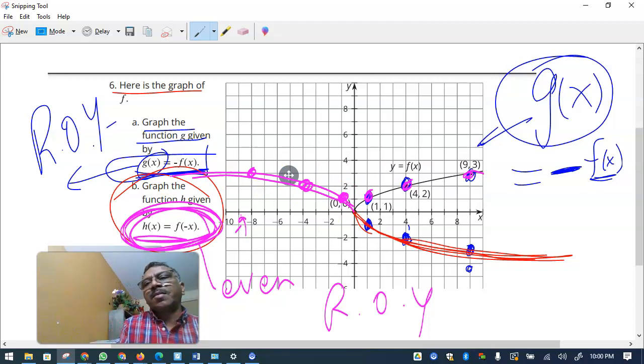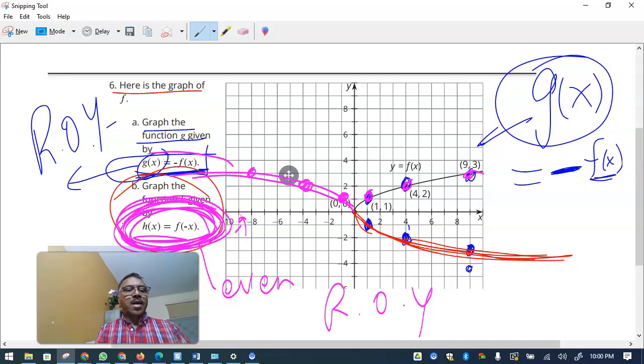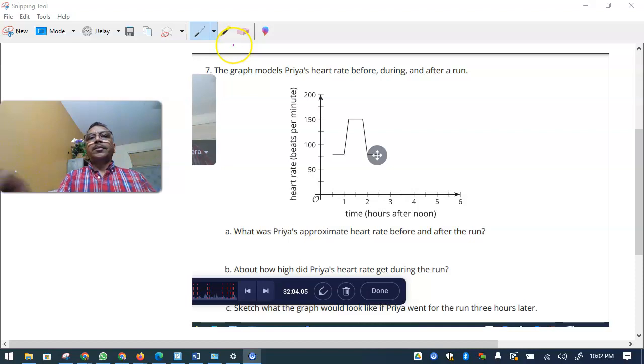Make it nice. Use some colors to show. So this part is reflection over the y-axis. That's it. You're done. And let's go to the last question.